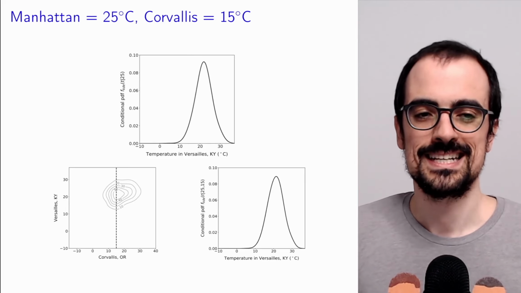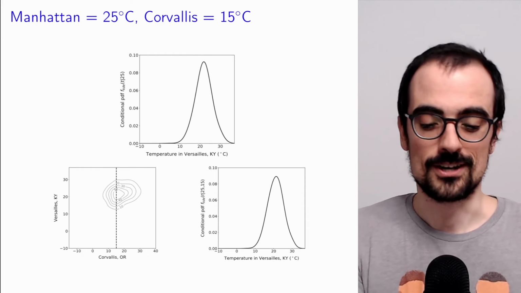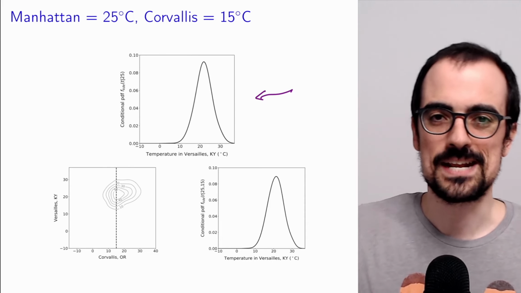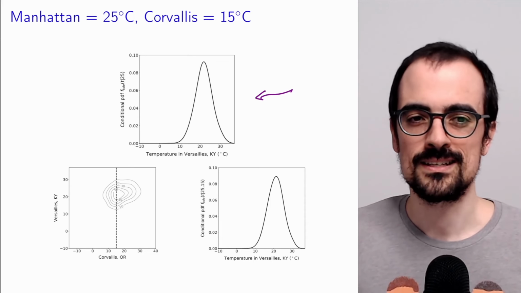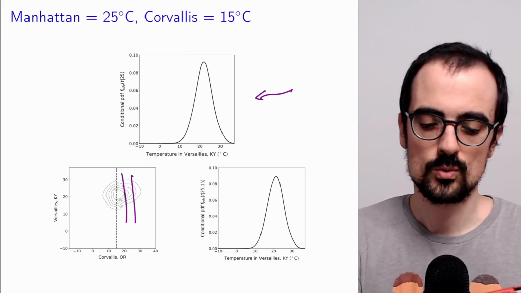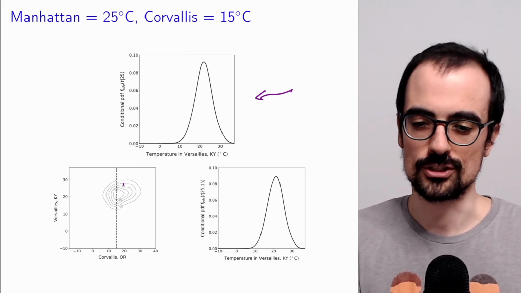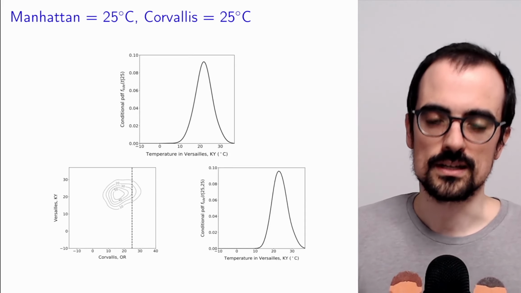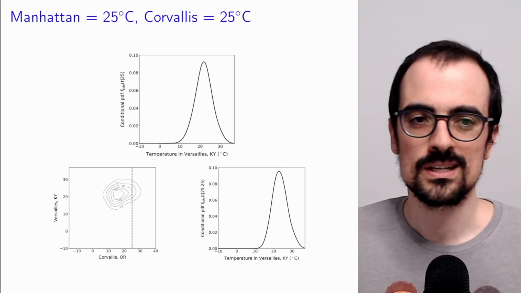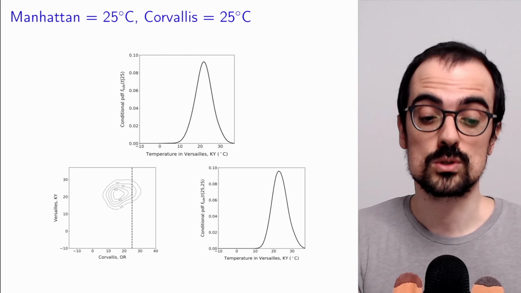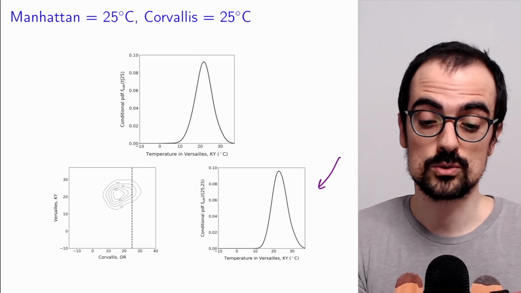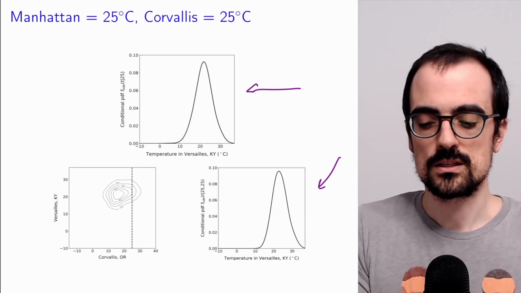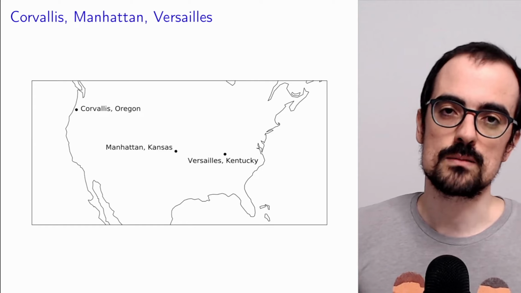And what we observe is that it's actually very similar to the conditional given just Manhattan. So this means that once we know the temperature in Manhattan, again, Corvallis does not really provide a lot of information. If we slice this, we obtain pretty similar conditional distributions. Here you see it again for 25. The conditional given Manhattan and Corvallis looks very similar to the conditional given just Manhattan. When this happens completely, and all of those conditionals are the same, we say that the variables are conditionally independent.